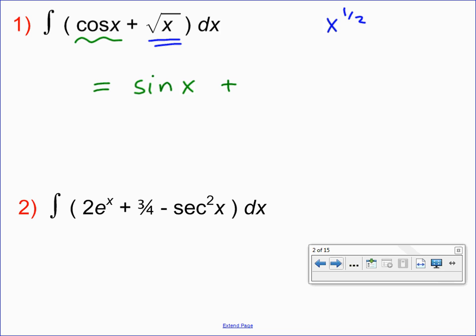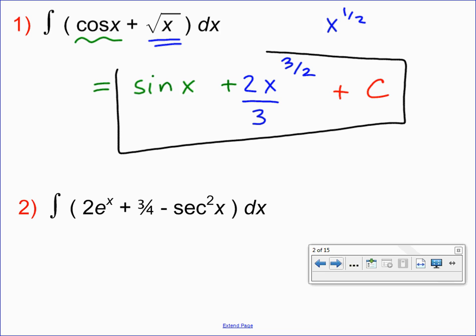Add 1 to the current exponent. That would be x to the 1/2 plus 1 is 3/2. And then divide by the new exponent. The new exponent is 3/2, so dividing by 3/2 is the same as multiplying by 2/3. And so an antiderivative for x to the 1/2 should be 2/3 x to the 3/2. And then because we're finding an indefinite integral, we could have had some constant added here, tacked on to the end that we don't know about, so we must include that as a plus c. That's called my constant of integration. So an antiderivative for the first function would be sine of x plus 2/3 x to the 3/2 plus c.